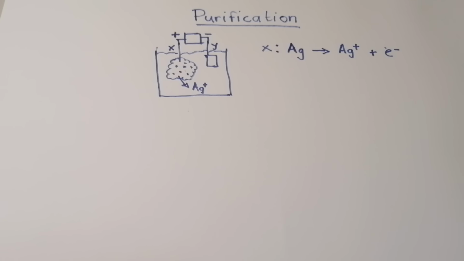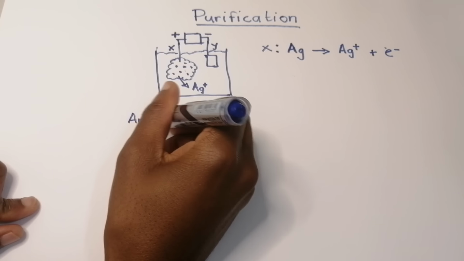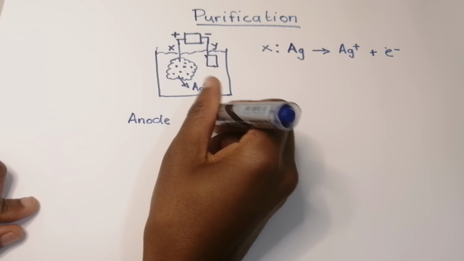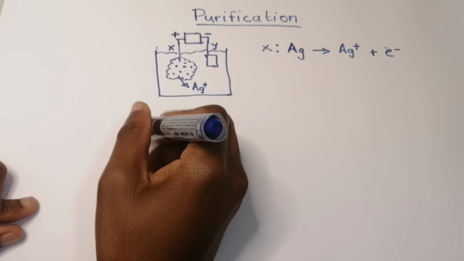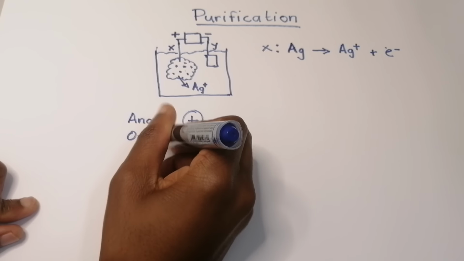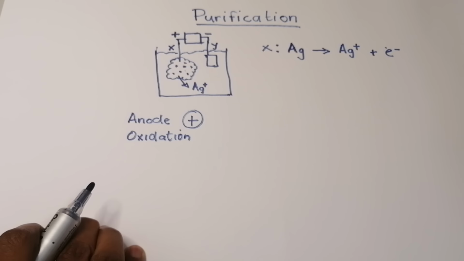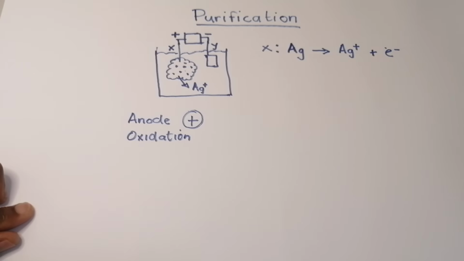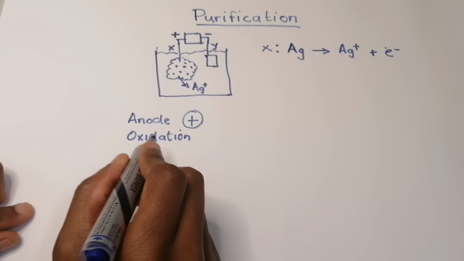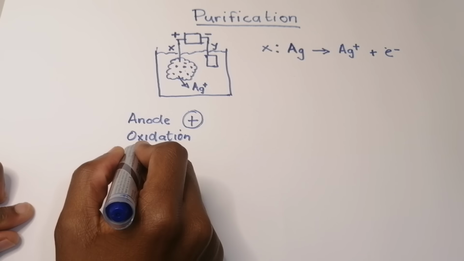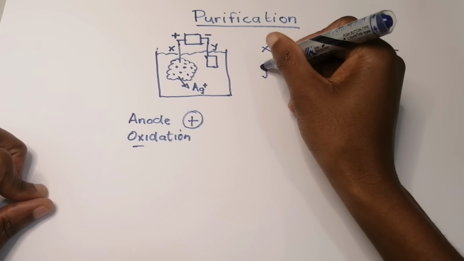But in the electrolytic cell, I want you to notice that your anode is now the positive part of the cell. Why? Because remember, the anode is where oxidation takes place. In the galvanic cell, the anode was negative, but in the electrolytic cell, the anode is positive, and this is where oxidation is taking place. That's at electrode X.